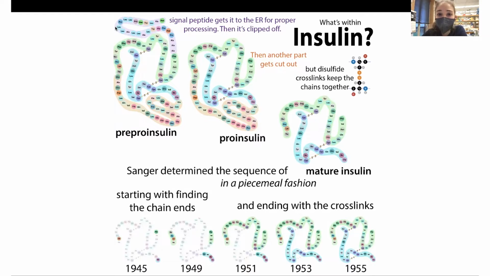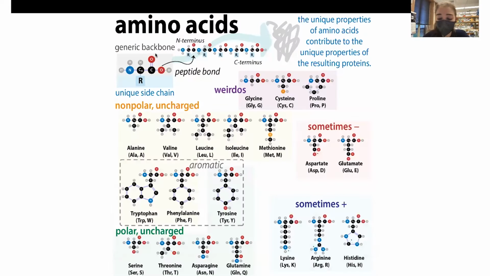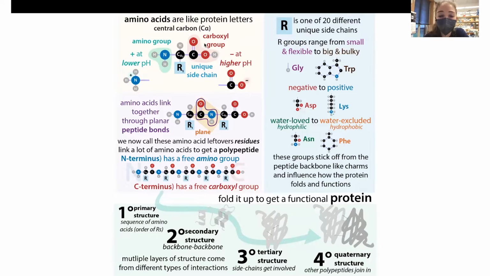Basically, insulin is made as one long chain of amino acids. Amino acids are protein letters. So each of these little circles represents a protein letter, or an amino acid. Sanger was figuring out what we call the primary structure of insulin, the order of its amino acids. Amino acids have a generic backbone part, which has an amino group, a nitrogen bound to hydrogens, and a carboxyl group.